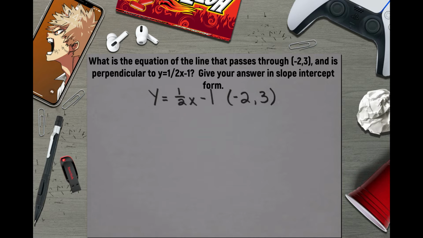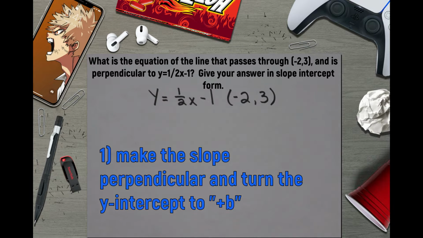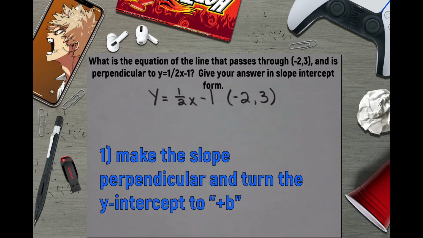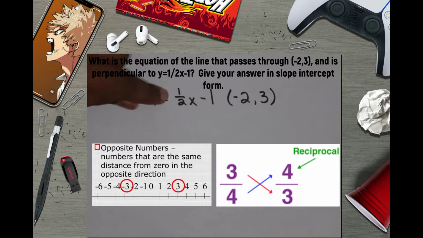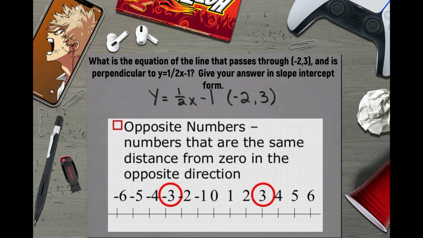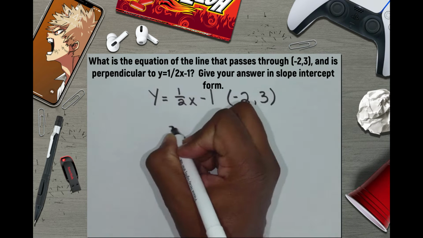The only difference is I have to turn this into a perpendicular slope. So my first step is to turn this into a perpendicular slope. In order to do that, it has to be the opposite reciprocal of this. You're probably like, huh? Opposite reciprocal. Opposite talks about negative and positive. Right now, this is a positive 1/2, right? So the opposite of positive 1/2 would be negative.